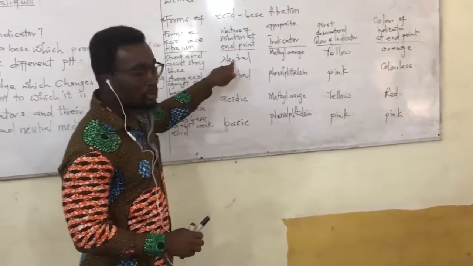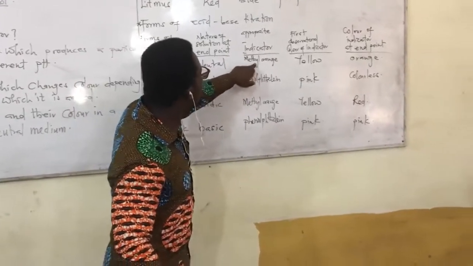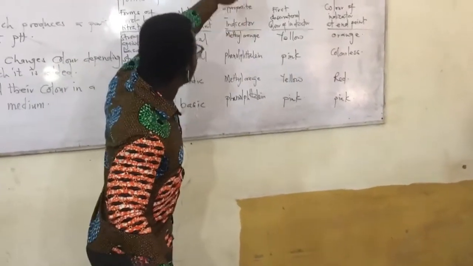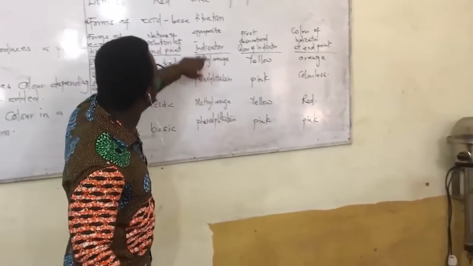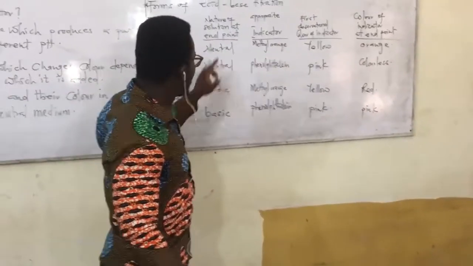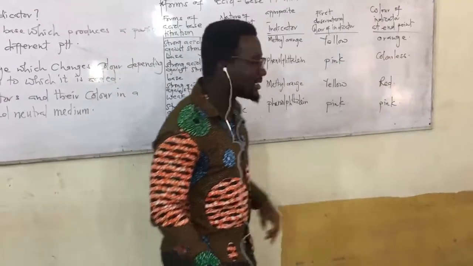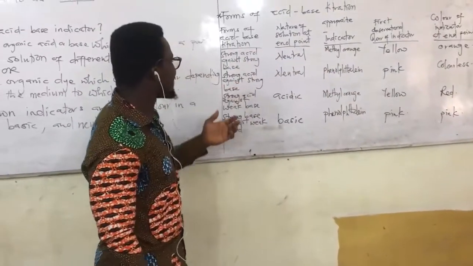Now at endpoint, the solution will be neutral, and therefore when you study neutral solution and then the colors that will be formed by methyl orange in the neutral solution, it will be what? It will be orange. Therefore, orange color will be used at endpoint.